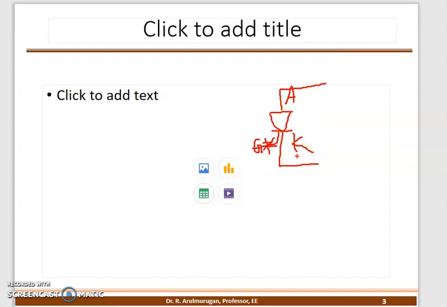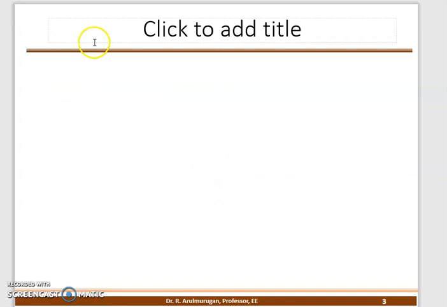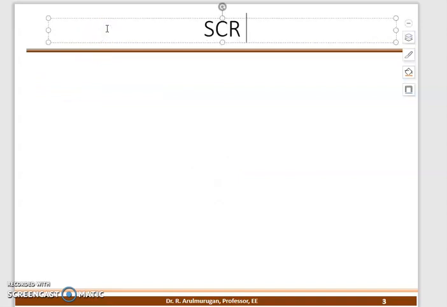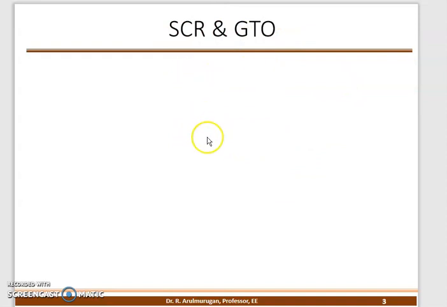Once again I am going to repeat. There are two devices you saw in the last class: one is the SCR, the other is the GTO. These two are current control devices, so we are going to revise them. Why are they current control devices?